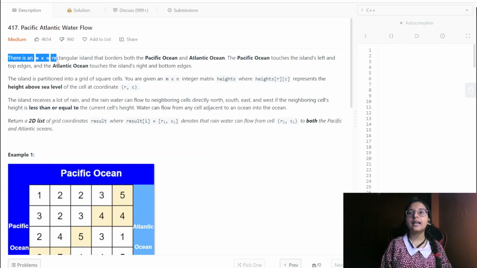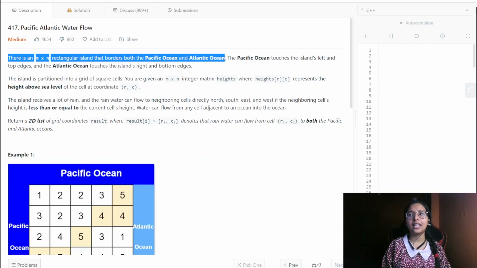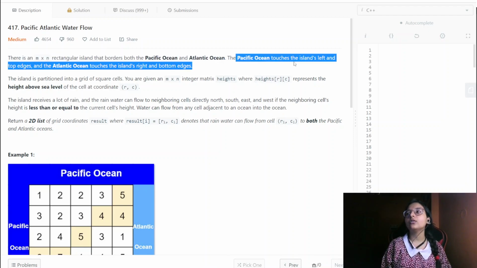So there is an M cross N rectangular island that borders both the Pacific and Atlantic Ocean. The Pacific Ocean touches the left and the top edge, as mentioned in the picture. You can see that the Pacific Ocean is at the top and it is also touching the leftmost edge. And the Atlantic Ocean is on the right and it is also touching the bottommost edge.